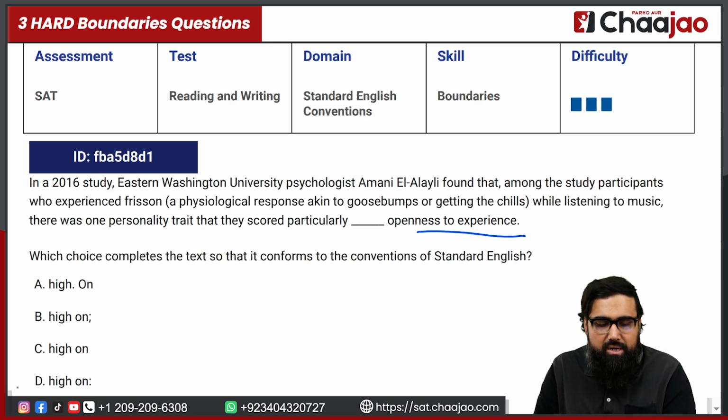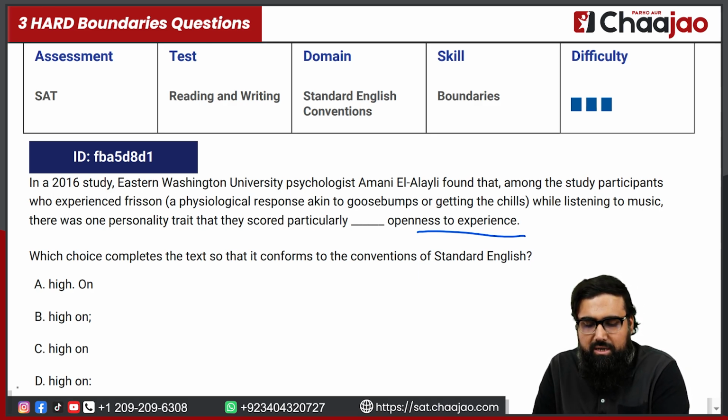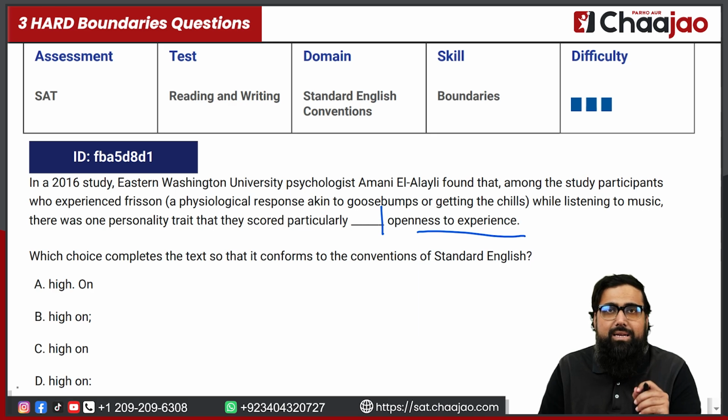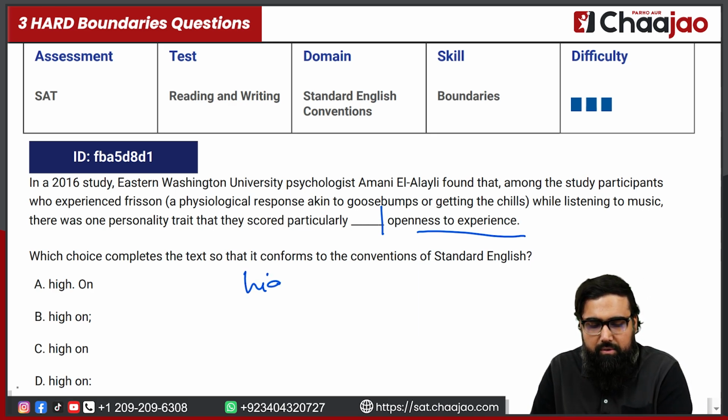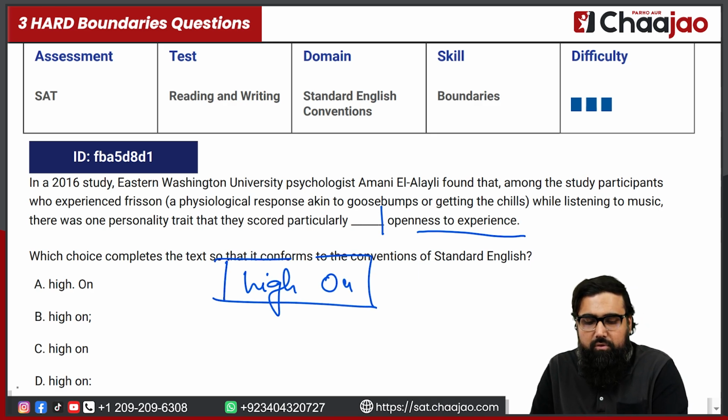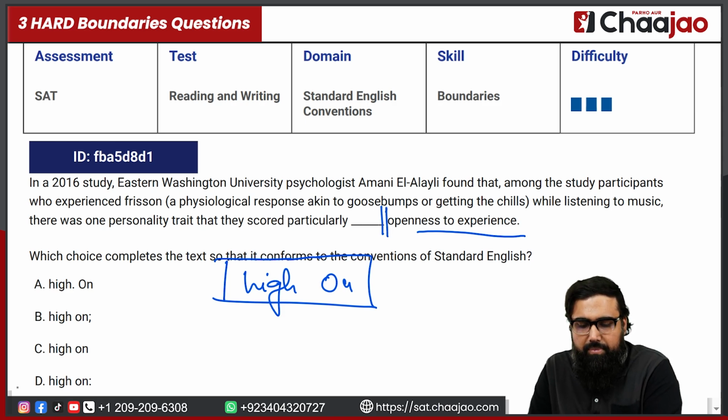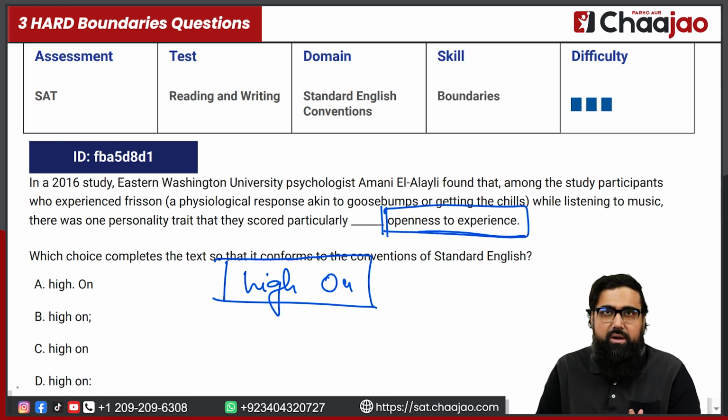Now, the sentence is the first sentence. If you look at it closely, it is ending on "high on". So if I write it over here, this is ending on this part, and what is written after this is "openness to experience". And needless to say, the question for all the questions of standard English conventions, whether it is boundaries or form, structure and sense, is going to be consistent, like we have it over here: which choice completes the text so that it conforms to the conventions of standard English?